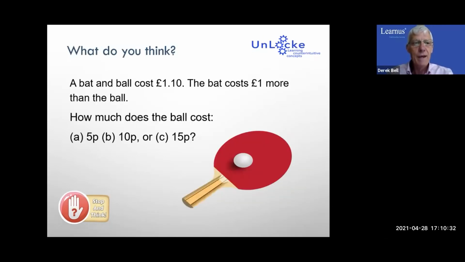And the final question: a bat and ball cost £1.10. The bat costs £1 more than the ball. How much does the ball cost? Does it cost 5, 10 or 15p? So if you can put your answers in quickly, please, and then submit it, and we'll get the answer coming back.